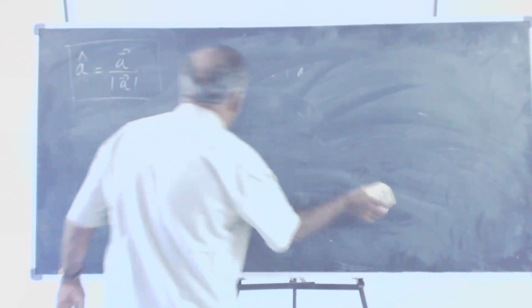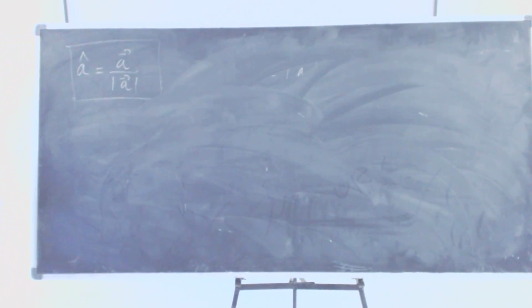So what have we seen till now? I am asking this as a question. Dot product definition: a dot b equal to ab cos theta. Is dot product commutative? Yes. That is a dot b equal to b dot a.